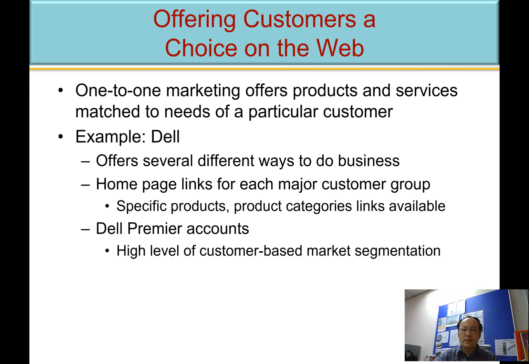One-to-one marketing offerings are better. For example, they provide more personal contact rather than mass contact. They offer several different ways to do business. The homepage also links to each major customer group for specific products. Some are for home, some for company, some for individuals. So they have different groups of products to target different segments.